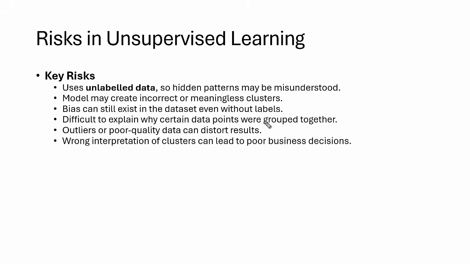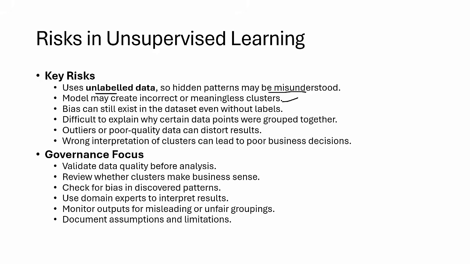Now we're going to discuss the risk of unsupervised learning. Unsupervised learning does not use labeled data sets, right? So it uses unlabeled data. So hidden patterns may be misunderstood, because it is all about how they group together. Another important thing, the model may create incorrect or meaningless clusters because they are creating their own set of metrics and all that. The bias can still exist in the dataset even without labels. It's all about how the model was trained. And sometimes it is difficult to explain how you basically created a group.